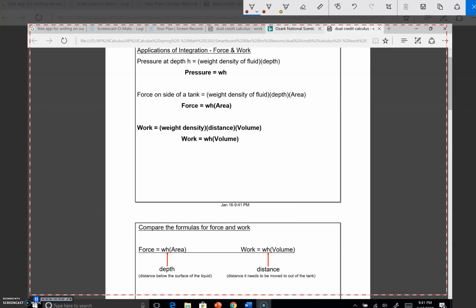All right, now again, this lesson is really more on force and work, so let's look at those two formulas. We're trying to calculate the force on the side of a tank. We know the force on the side of the tank is going to equal the weight density of the fluid times the depth times the area. Work, when we talk about work, we're going to talk about trying to remove liquid out of a tank. Work is equal to weight density times distance times volume.